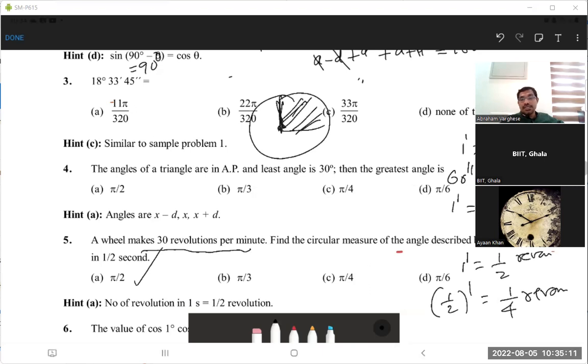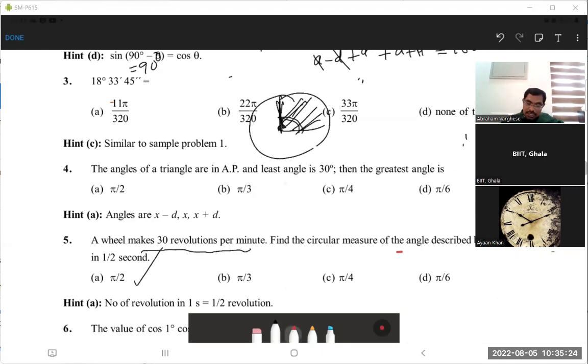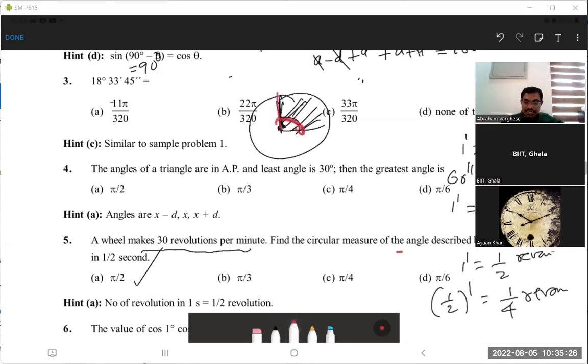So in 1 second, how many revolutions? 1 by 2 revolution. Therefore, in half a second, 1 by 2 divided by 2, 1 by 4 revolution. So when it makes a 1 by 4 revolution, how much angle will there be? 90 degree. Total is 2 pi. This is a 1/4. In 1/4, it will be 90 degree or pi by 2. Clear or not, students? Clear, sir. Okay, fine.